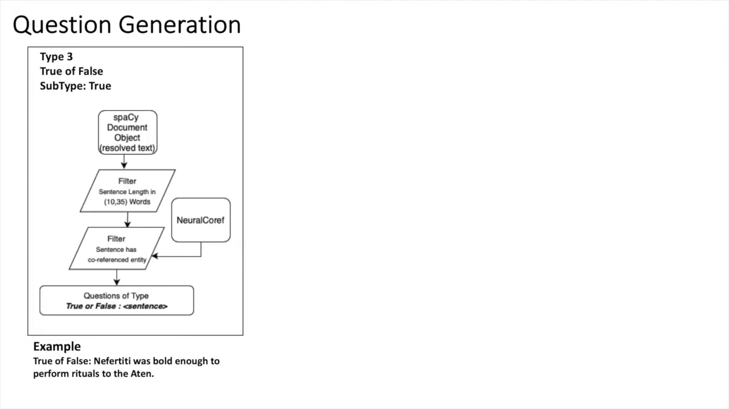The last 3 types of questions that we've generated are all true or false questions. The first are generic true questions, where we look at all the sentences and pass them through a filter which checks for lengths between 10 and 35 words. We then further check if this sentence contains within it a coreference, and if it does, we prepend it with a true or false to generate our question.